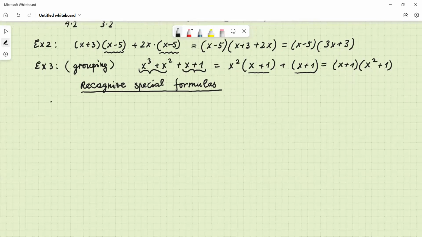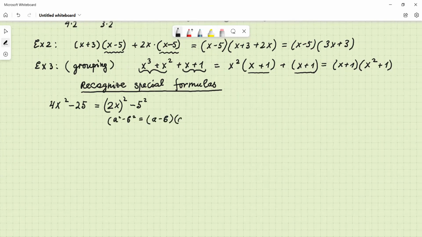For example, somebody gives you 4x squared minus 25. You can represent it as 2x squared, right? Because 4x squared is 2 squared and x squared, so you can take the square outside. 25 can be represented as 5 squared. And then you can use the formula a squared minus b squared. I was giving you this formula in the opposite direction, but actually it works in this direction too, right?